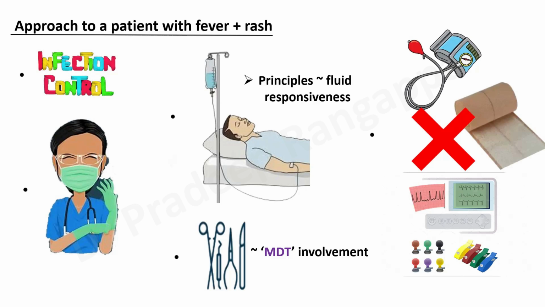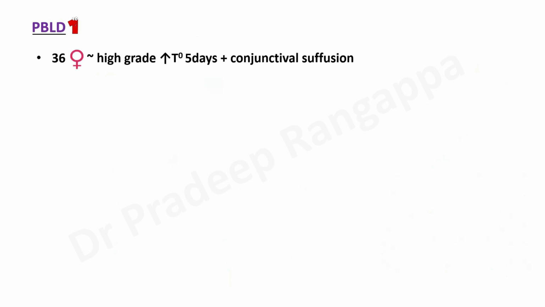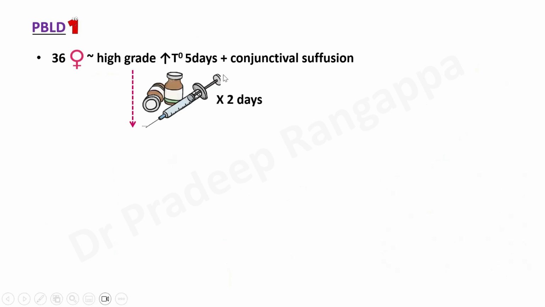The second half of the talk is more about the type of cases we saw and which we have published. So I'll talk through 5 cases. This is the first case, a patient-based learning discussion. A 36-year-old female came with high-grade fever for 5 days with conjunctival suffusion, and she had received antibiotics for 2 days outside. After that, she developed skin rashes for 1 day when she came to ICU.